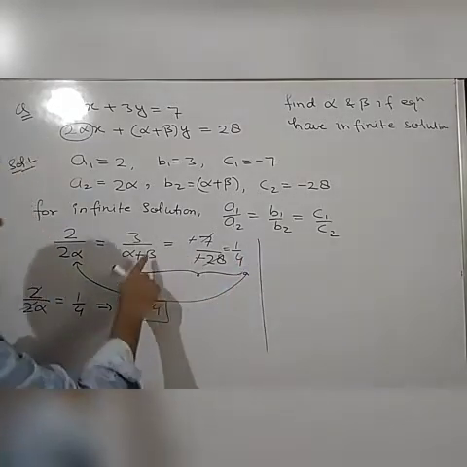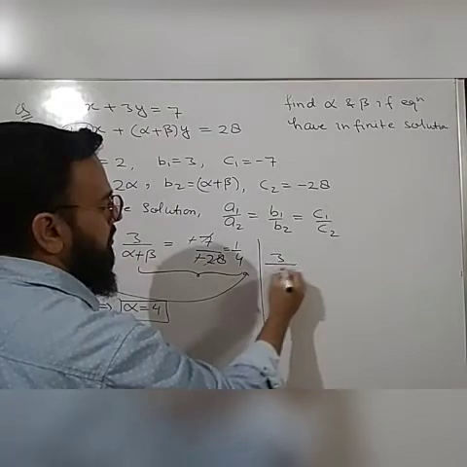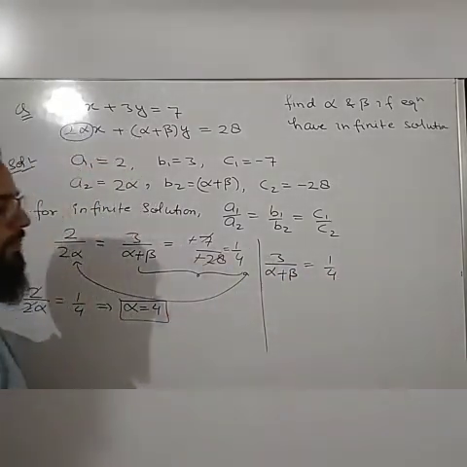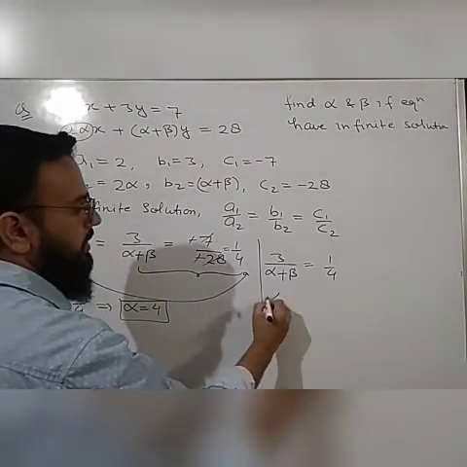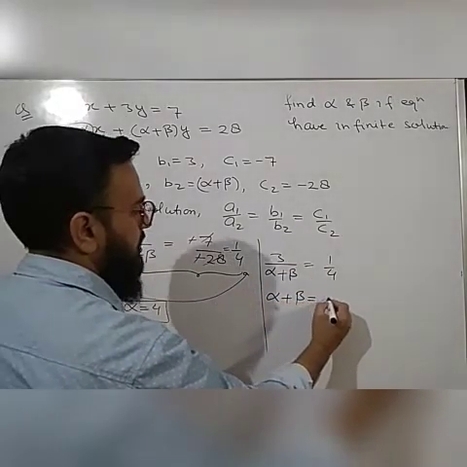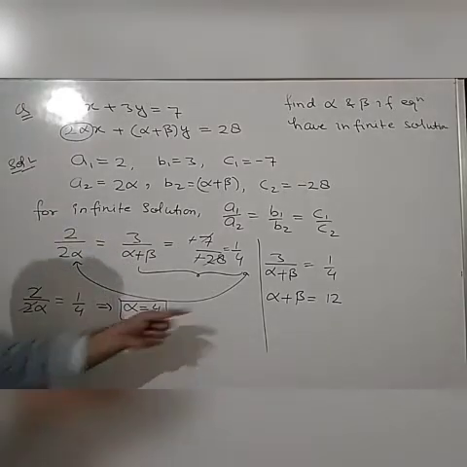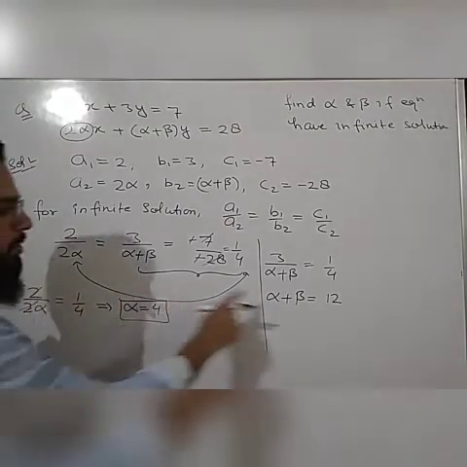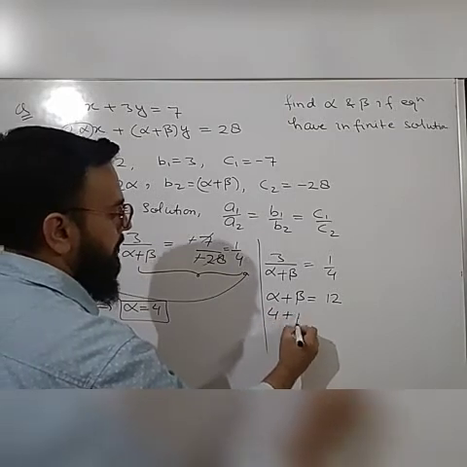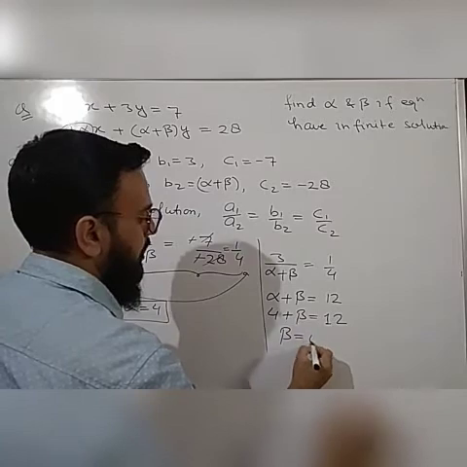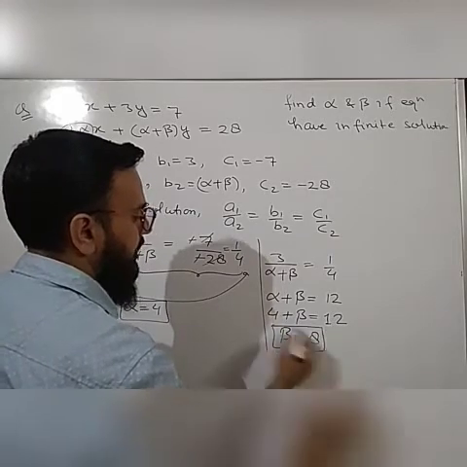Okay. Again, putting the second term and third term equal, we get 3 upon alpha plus beta is equal to 1 upon 4. So cross multiplying it, we get alpha plus beta is equal to 12. And the value of alpha we have already found out. So put the value of alpha here, we get 4 plus beta is equal to 12, or beta will be equal to 12 minus 4, that will be equal to 8.